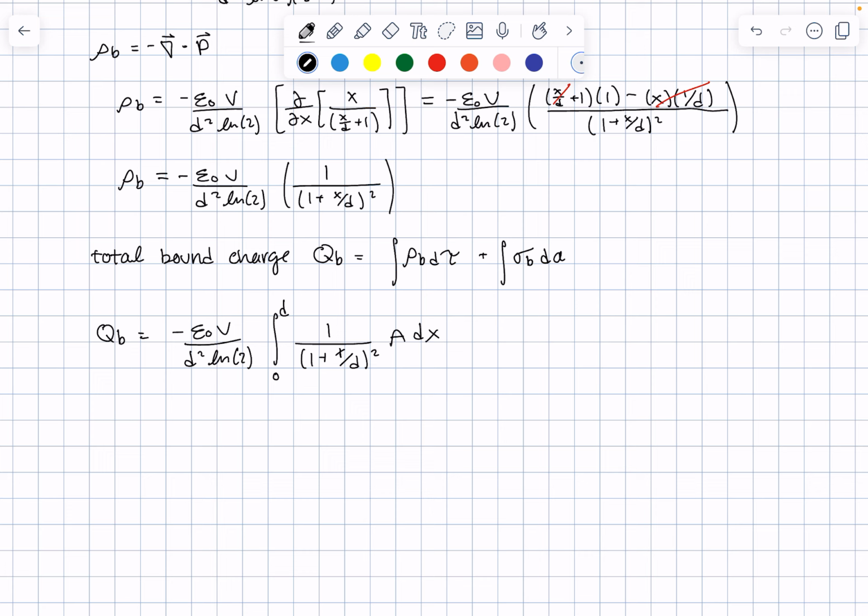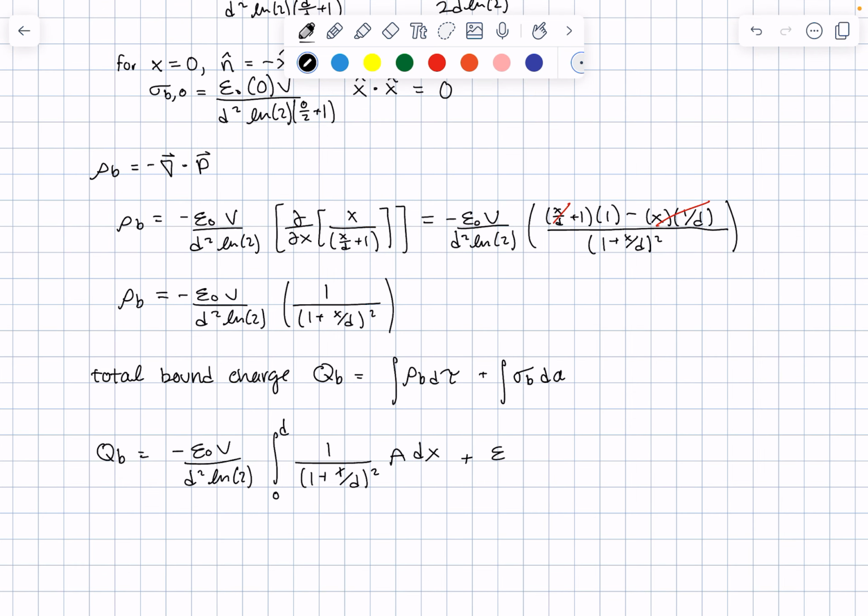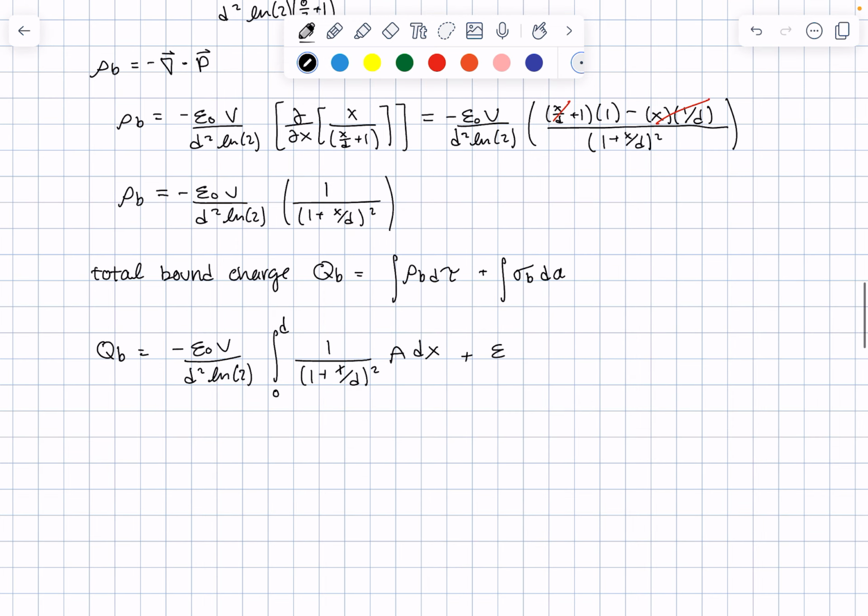So since x is the only component that's changing throughout this integral, we can just pull out our area. And then that'll just be plus, there's nothing changing, no variable for our surface charge density, so we won't have an integral here. It'll just be epsilon naught v over 2d ln of 2 times our area.